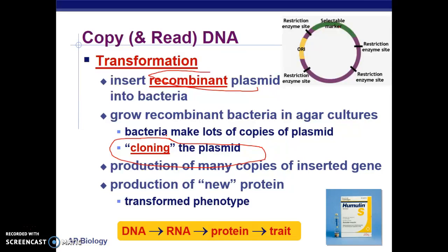And you'll get many, many copies of that inserted gene, and then many of the bacteria, thousands, millions of the bacteria, because bacteria reproduce really, really fast, will start producing that new protein. And then as a result, you've transformed the phenotype of the bacteria, and you can use this new protein if you purify it from the bacteria for whatever you want.